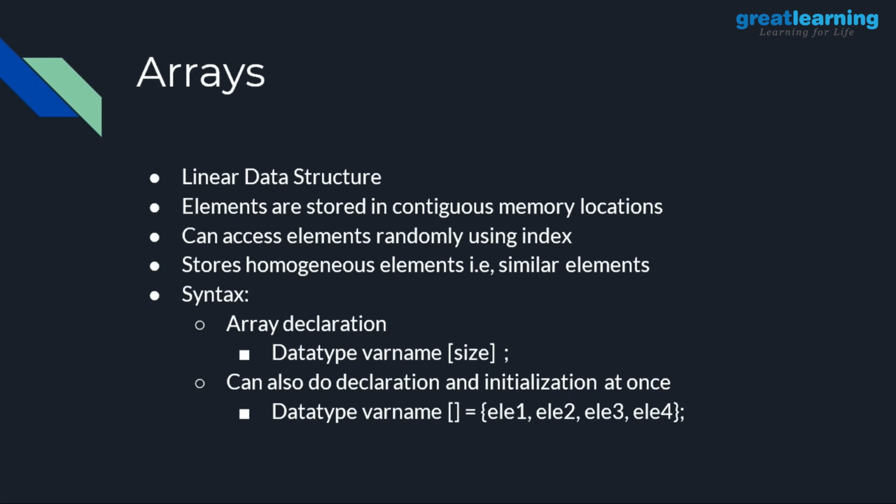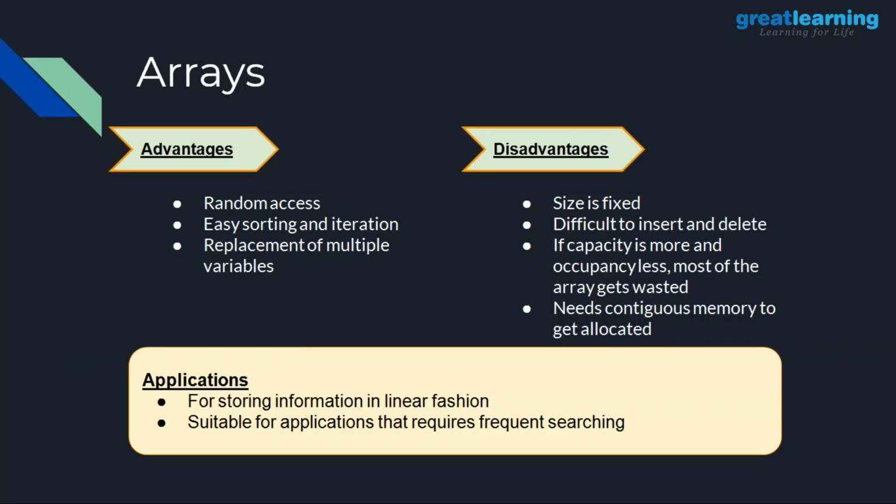So let's go. What are the advantages of arrays? Random access: I can access elements randomly. It's easy for sorting and iterating; I can use a single loop to iterate through an array. Replacement of multiple values.